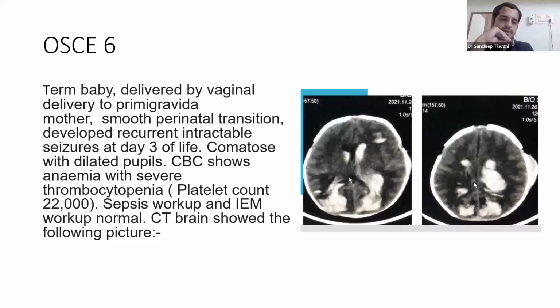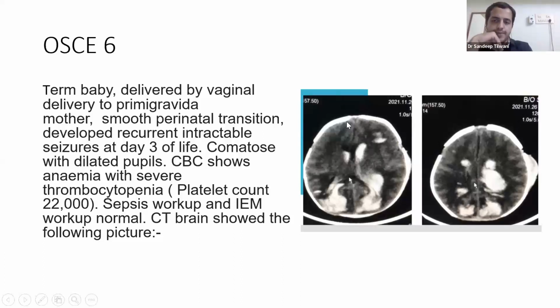In the initial investigations which were sent, we found that CBC showed anemia with severe thrombocytopenia. Platelet count was 22,000. This was in a child who was totally well before this. First 2 days he was totally well, feeding well with the mother, and sepsis workup was done, which was normal. Workup for inborn error of metabolism was also normal. Finally, to look for the cause of the child being comatose with recurrent intractable seizures, a CT brain was done, and this was the finding we got.